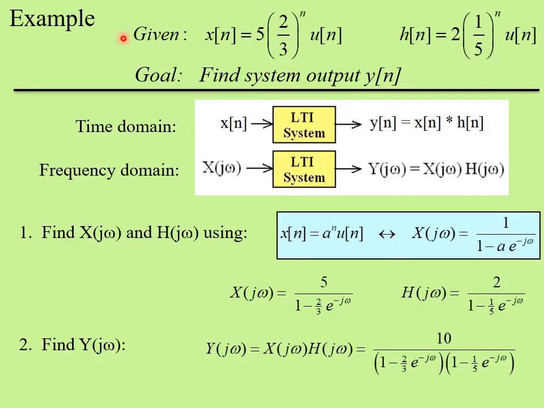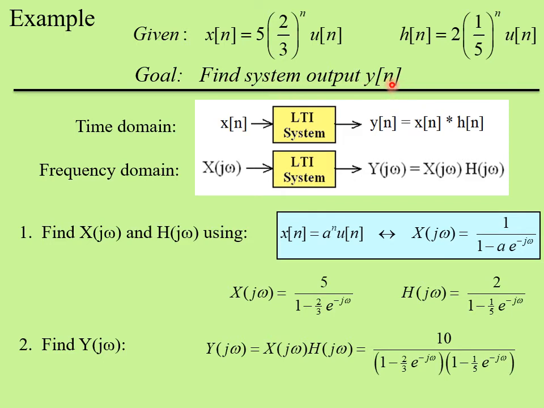So here is our example for doing this method. Let's say we're given a system, and let's start over here. The system has the following impulse response: 2 times 1/5 to the n times the step function u of n. And we're also told that what goes into the system is the following sequence: x of n is equal to 5 times 2/3 to the n times u of n. Our goal in this example is to find the system output y of n.